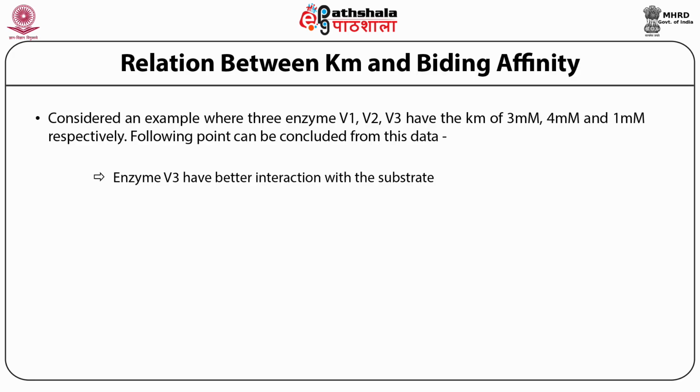I already told you that Km is inversely related to the binding affinity. So if Km is lower, then the enzyme has better affinity. Similarly, the order of interaction from highest to lowest can also be determined, which is going to be: V3 has the highest binding affinity, followed by V1, and last V2, which has the lowest binding affinity. And if you see the Km, they are arranged with increasing Km, where V3 has the lowest Km and V2 has the highest Km.